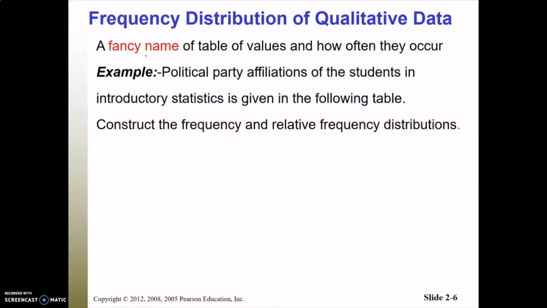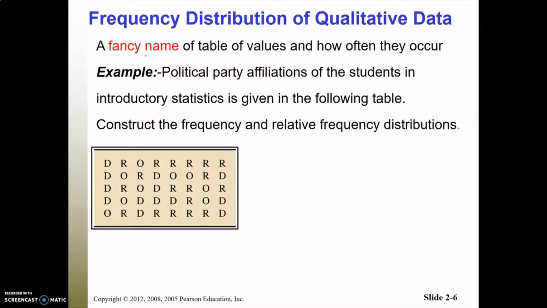Now, in order to understand this idea, we have an example here. The political party affiliation of the students in an introductory statistics class is given in the following table. Construct a frequency and a relative frequency distribution. The data is this. Now, how did this data come into existence? The teacher asked the students in the class, what is your political party affiliation? Some people say Democrat, somebody says Republican, somebody says other. D stands for Democrat, R stands for Republican, O stands for other. So how we're going to construct a frequency and a relative frequency distribution, I will explain now.